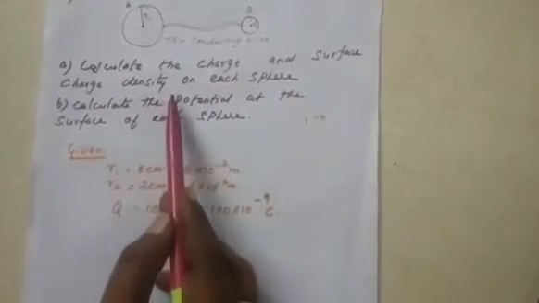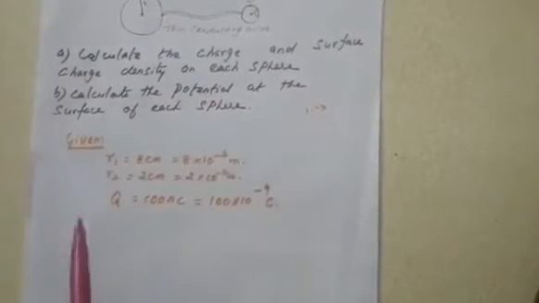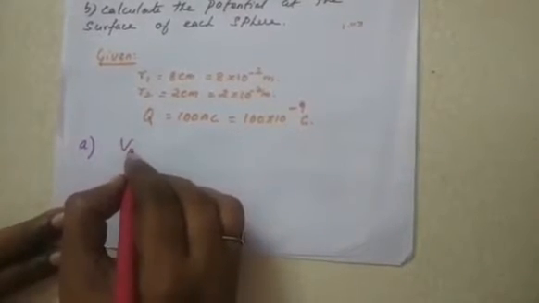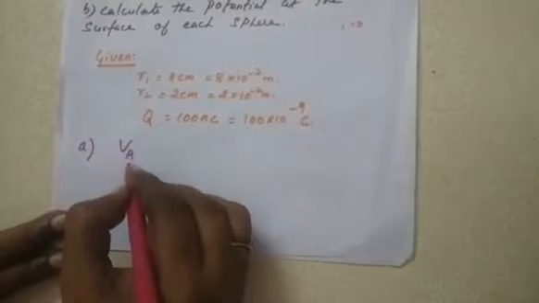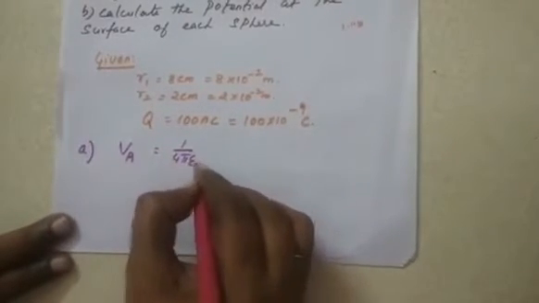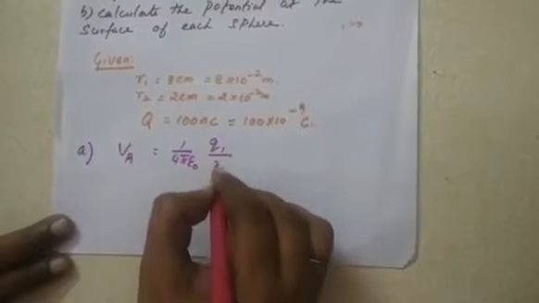Calculate the charge and surface charge density on each sphere. Then calculate the potential at the surface of each sphere. So first we are in part A: calculate the charge and surface charge density. For calculating the charge, we calculate the potential at sphere A. VA is equal to 1 by 4 pi epsilon naught Q1 divided by R1.